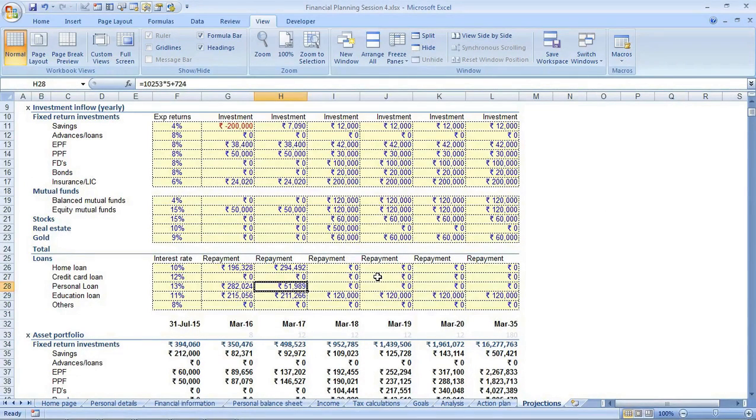Let's say he starts investing 10,000 in equity mutual funds. Plus 10,000 into 7. And the savings from the education loan, probably he would start building short-term funds in an FD. 682 into 5, or a balanced mutual fund. Okay.